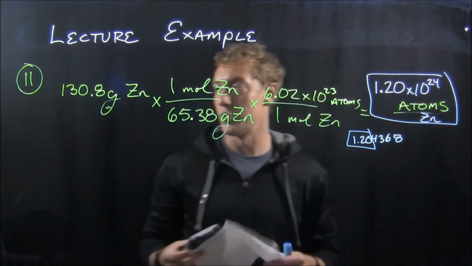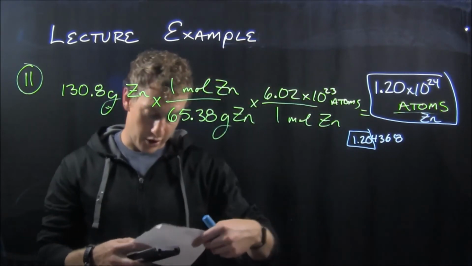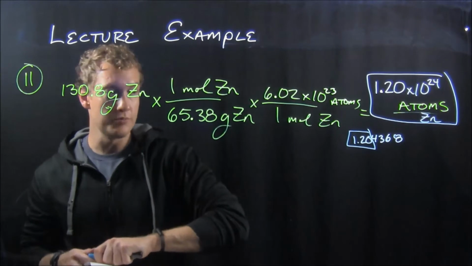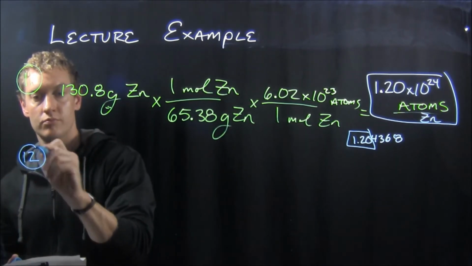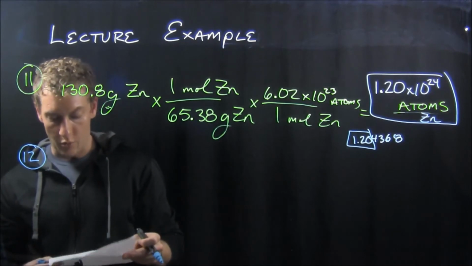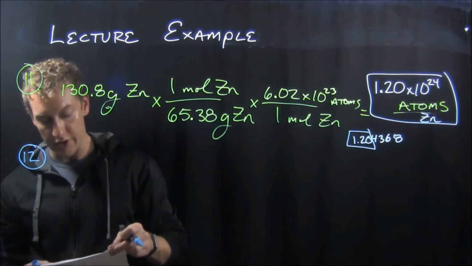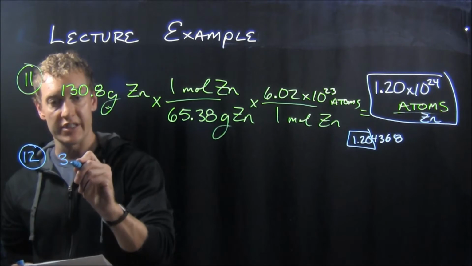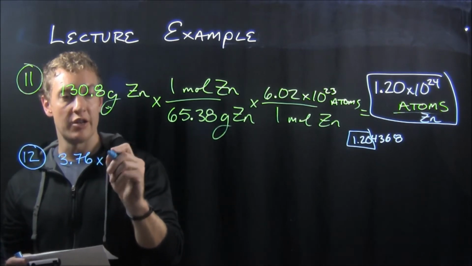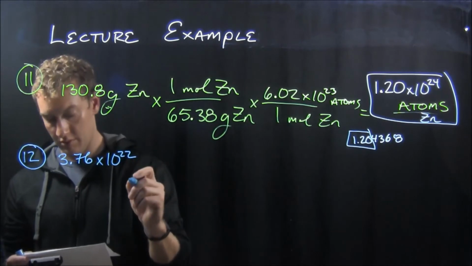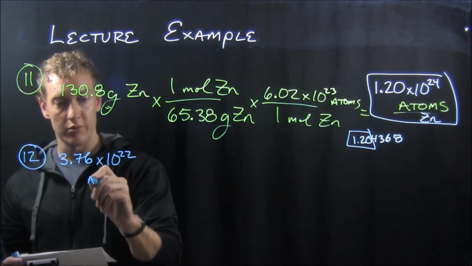Might as well go on. We'll do number 12. Number 12 wants to know what is the mass in grams of 3.76 times 10 to the 22nd atoms of mercury.